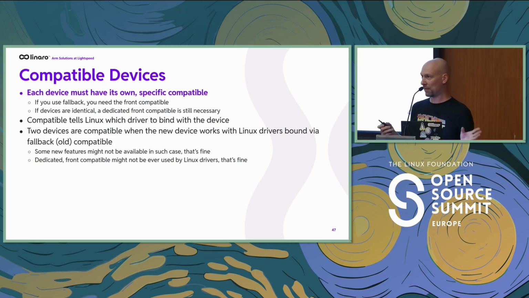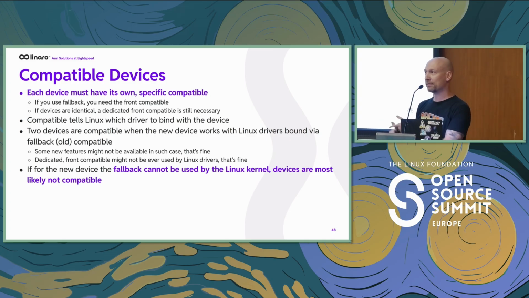Some features might not work, because let's say this new device comes with something on top, so that might not work. But if you bind to the old one and you still operate correctly, then this is what the compatibility means. And the dedicated front compatible, especially in the case of the SoC, or some kind of IO devices, might not even be used at all. We all want the specific front one, even if it's not used by the Linux drivers, because the Linux drivers bind and probe through the old one, through the fallback.